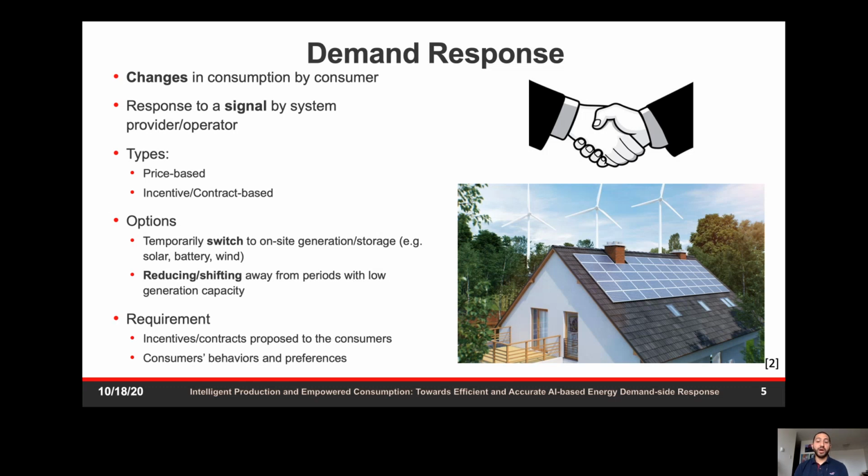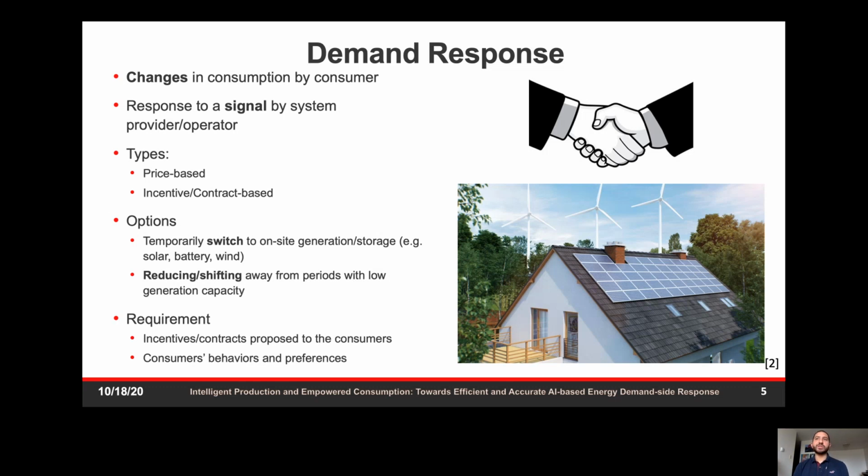Another option a consumer has in terms of responding to a demand response request would be to reduce or shift away the usage of energy at the house. Now, there are different types of demand response. There's price-based and incentive or contract-based. And now it requires the utilities to really take the consumer into account and incentivize them as much as possible. And the utilities themselves need to understand what the consumer behaviors are and what their preferences are.